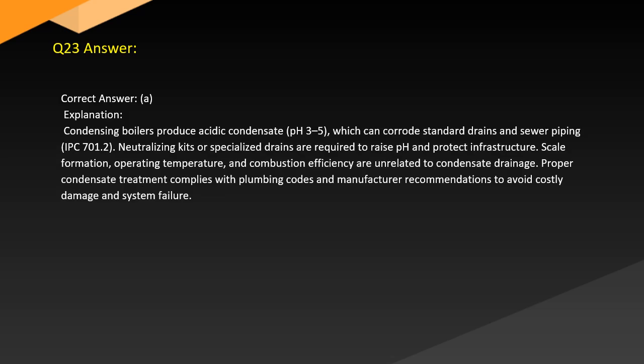Answer. Correct answer, A. Explanation. Condensing boilers produce acidic condensate, pH 3.5, which can corrode standard drains and sewer piping. IPC 701.2. Neutralizing kits or specialized drains are required to raise pH and protect infrastructure. Scale formation, operating temperature, and combustion efficiency are unrelated to condensate drainage. Proper condensate treatment complies with plumbing codes and manufacturer recommendations to avoid costly damage and system failure.